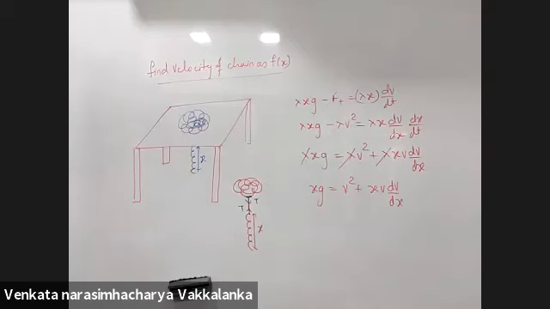Sir, gx equals 3v square. No. Okay, sir. Sir, is it gx equal to v square? V in terms of x, not gx. V in terms of x. V is equal to root gx? Root gx is wrong. So 3 root gx, no.